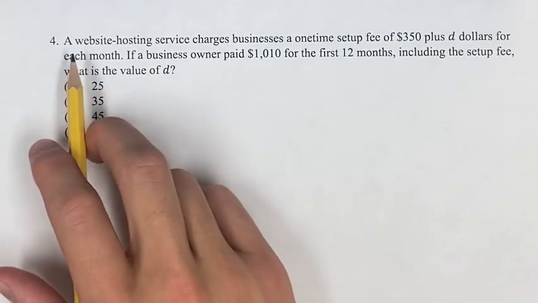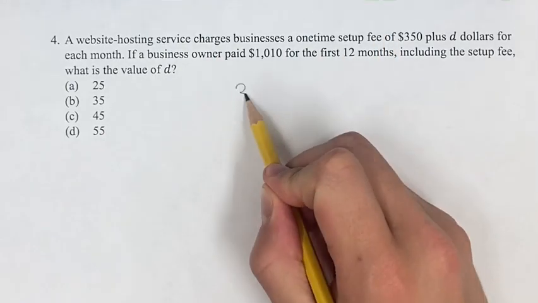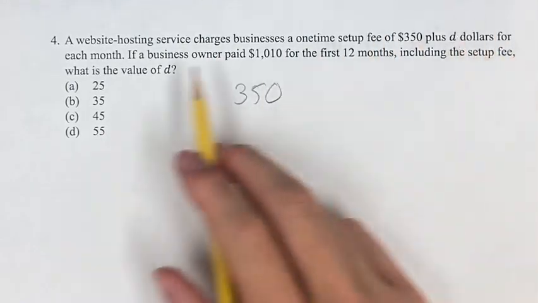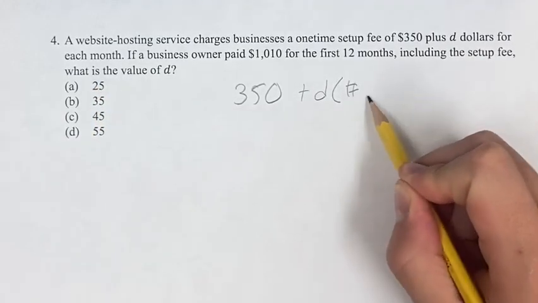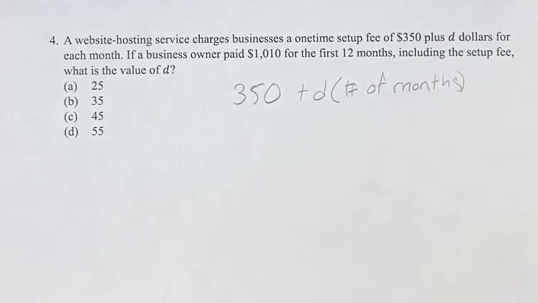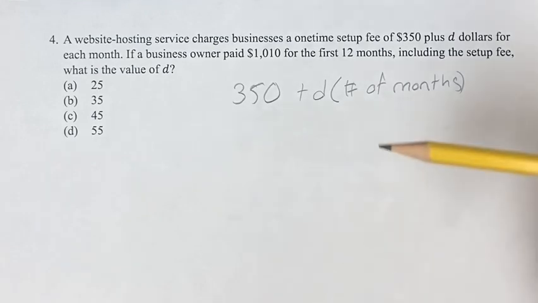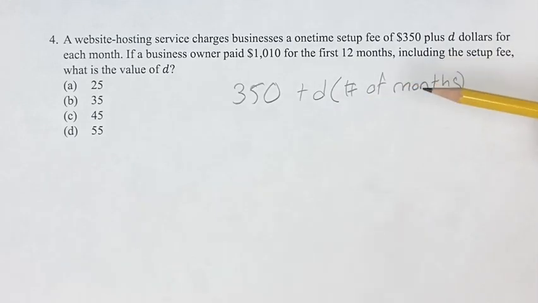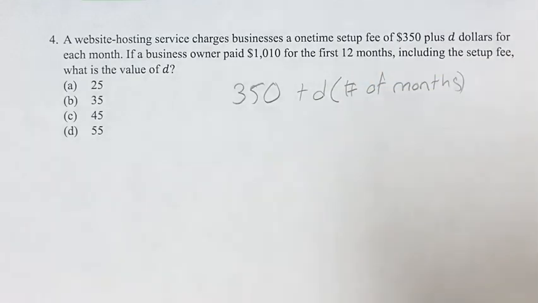In this problem, we have a website hosting service which charges businesses a one-time setup fee of $350 plus D dollars for each month. So plus D times the number of months. So this is the total charge for the hosting, right? So if you were running it for 4 months, you'd have 350 plus D times 4. 5 months, D times 5. Each time you go up 1, you add another D, which makes sense since that's the monthly rate.